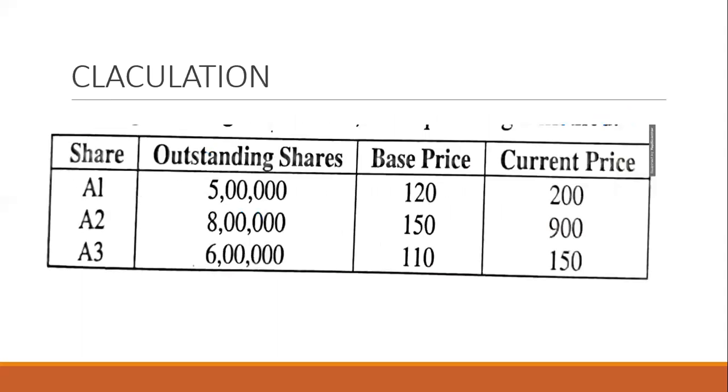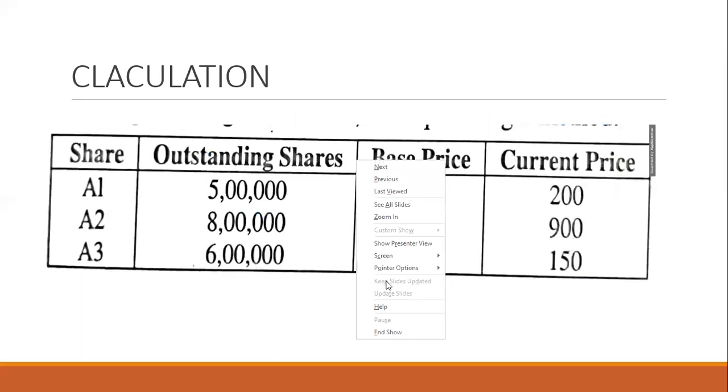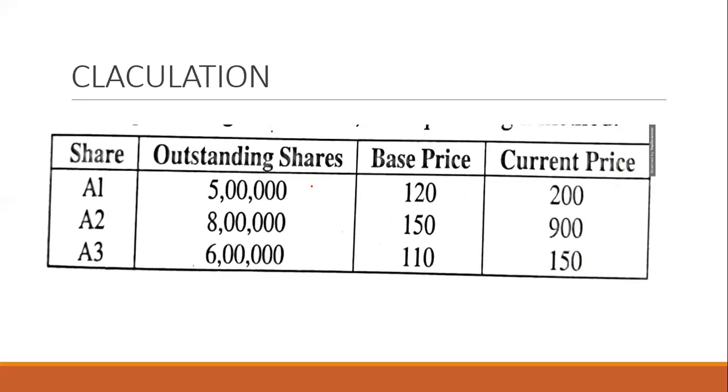Now looking at the calculation part, in this simple example we have three shares named A1, A2, A3. Outstanding shares for A1 are 5 lakh, for A2 8 lakh, for A3 6 lakh. The base price for A1 is 120, for A2 it is 150, for A3 it is 110. For A1 the current price is 200, for A2 it is 900, and for A3 150.